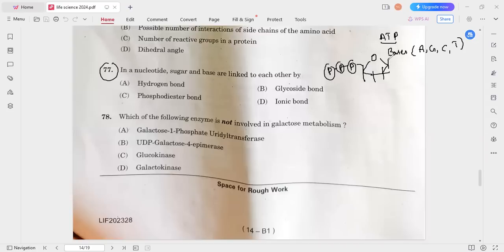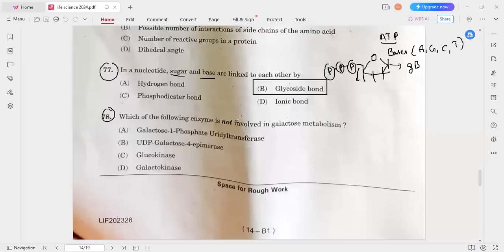ribose sugar. So here in the question they ask that sugar and base are linked together by a glycosidic bond, that is glycoside bond. The bond between the phosphate and sugar is the phosphodiester bond, but here they are asking about the sugar and base linkage. So that's why option B, glycoside bond, is the correct answer. Okay. So now move on to the next question, that is question number 78.